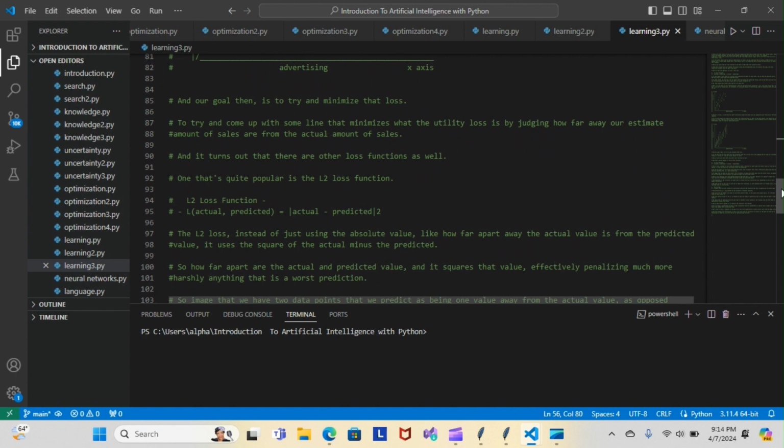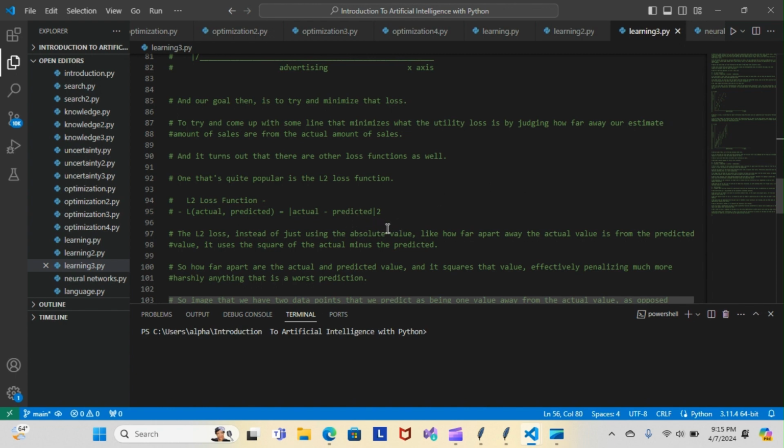And our goal then is to try and minimize that loss, to try and come up with some line that minimizes what the utility loss is by judging how far away our estimated amount of sales are from the actual amount of sales. And it turns out that there are other loss functions as well. One that's quite popular is the L2 loss function. And the L2 loss function is just about the same as the L1 loss function. The only difference is that we're going to square the actual minus predicted outcome.